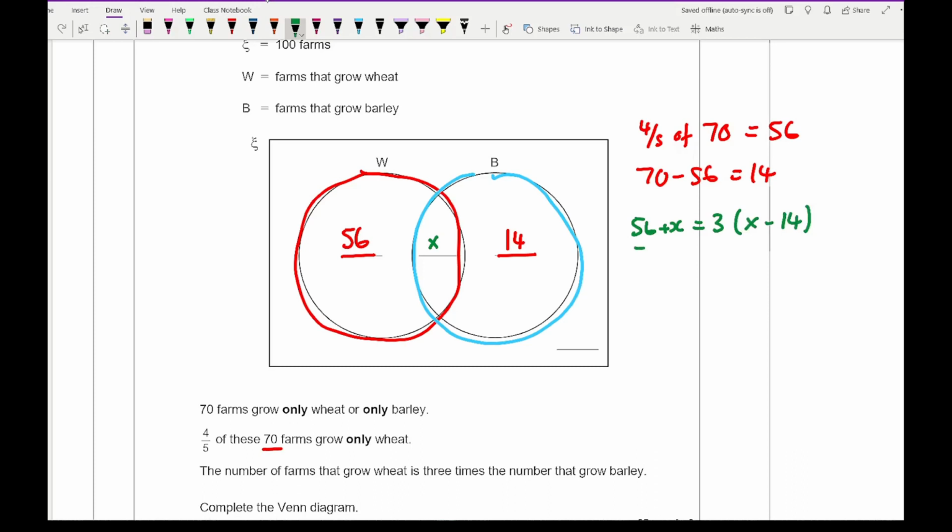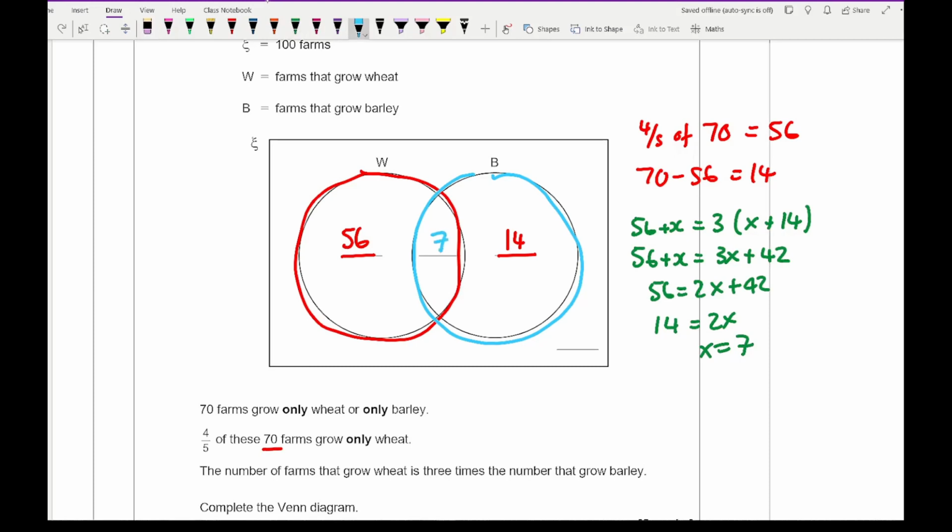Now if I expand all the brackets out, I get 56 plus x equals 3x plus 42. And that should be a plus rather than a minus. Then from this, we solve this equation for x. So we've got 56 equals 2x plus 42. So then we get 14 equals 2x, so x equals 7. So then I can rub this out and name that as 7.